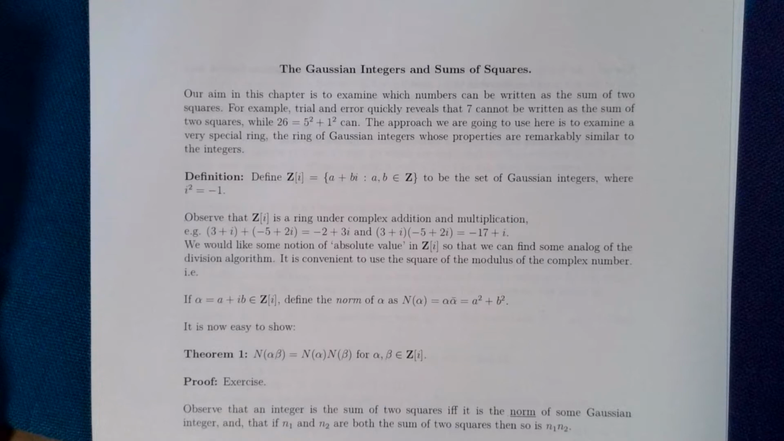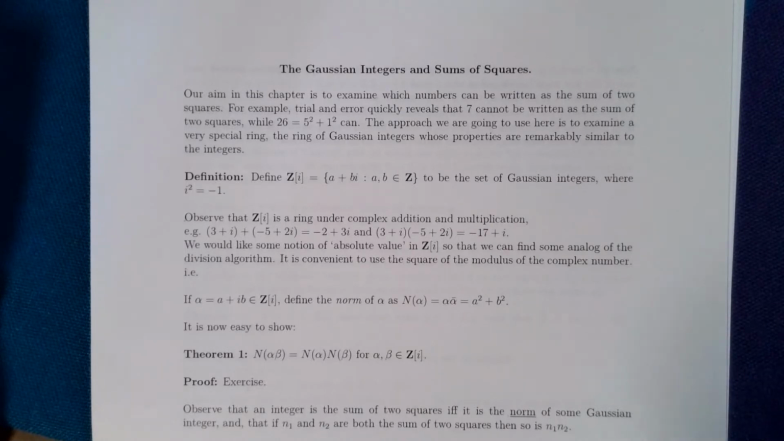It's an integer multiple of the complex number i, where i squared is minus 1. So we're going to write that as Z[i] to mean the set of all things of the form a plus bi, where a and b are integers. This is the ring of Gaussian integers.